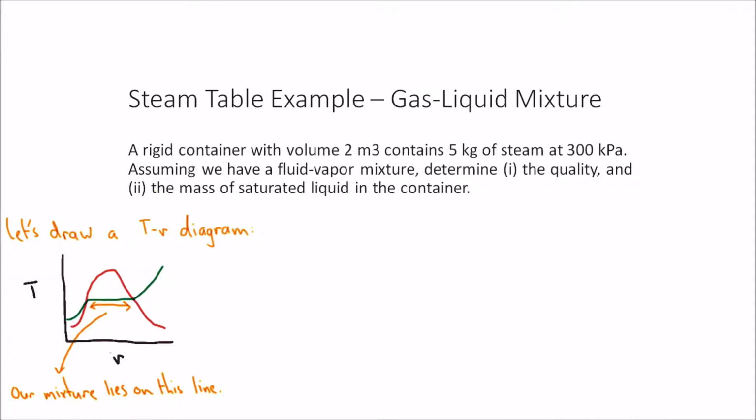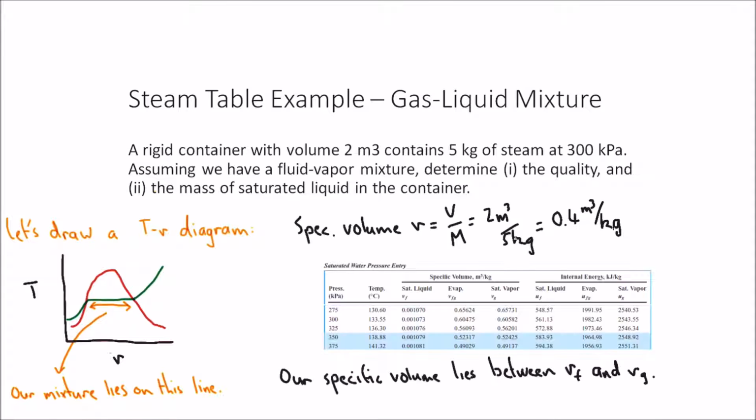So what we want to do is actually compute how much of the steam in that box is actually a liquid, since we know it's a mixture. So we need 2 important pieces of information to help us solve this problem. We've got the pressure, which is 300 kPa. Again, we can use specific volume as our second data source, and again the specific volume is 0.4 meters cubed per kilogram. So we need to look up our saturated water pressure entry tables.